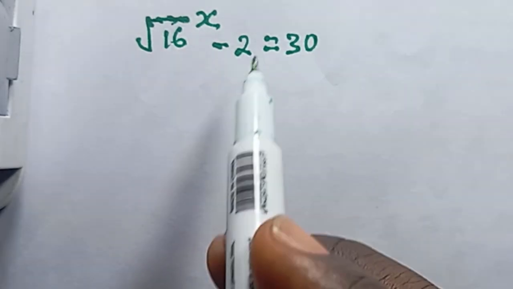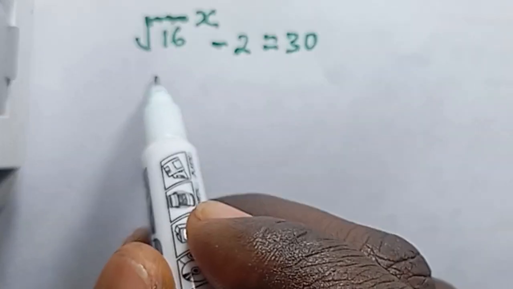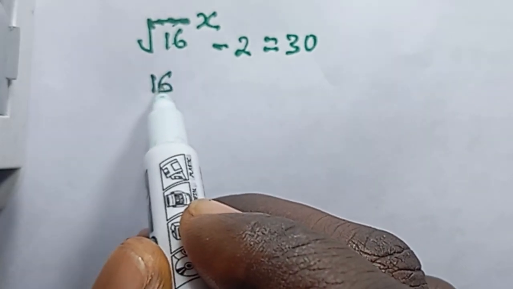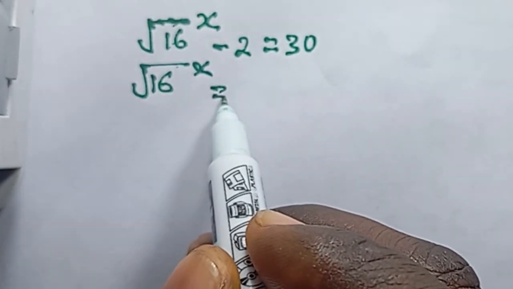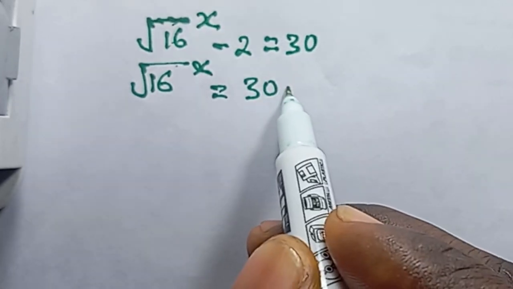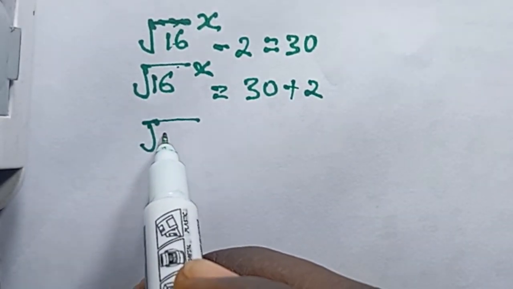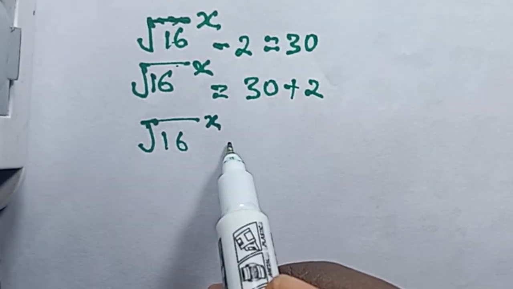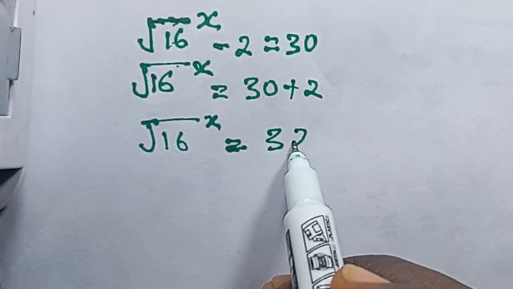So to solve this problem, I'm actually going to move this negative 2 to the right hand side. So I'm going to be having root 16 power x is equal to 30 plus 2. Okay, root 16 power x is equal to 30 plus 2 is equal to 32.